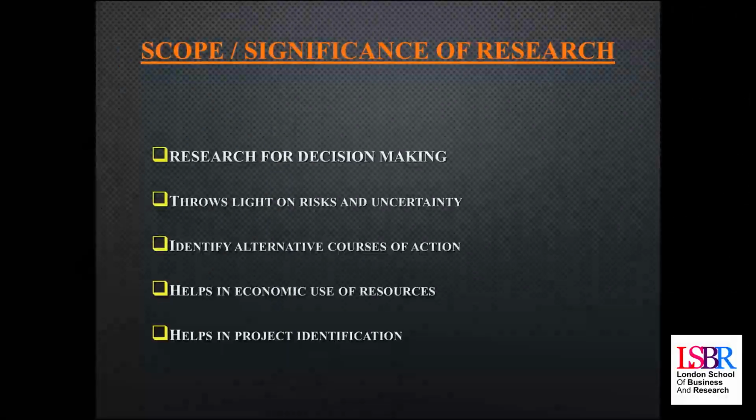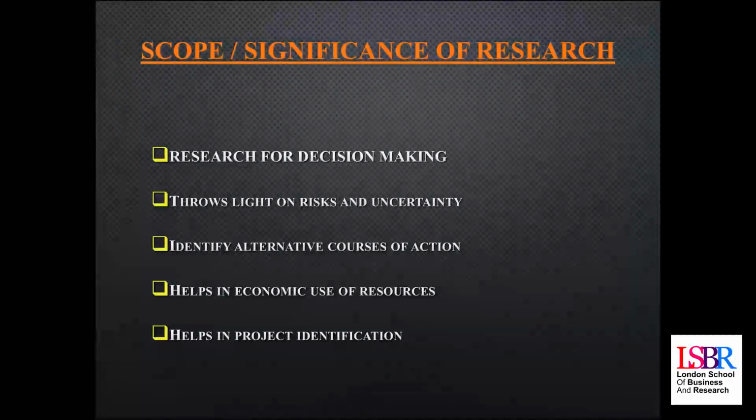The scope and the significance of research. So research is done for decision-making purposes, both internal to an organization, but also for policy making, for academia. The reason we carry out research is to aid our decision-making, to help us make better decisions about research, about public policy, about organizational practice. All of these things are impacted by research.